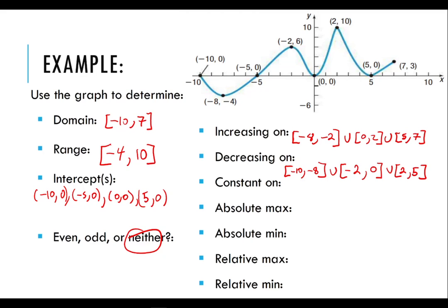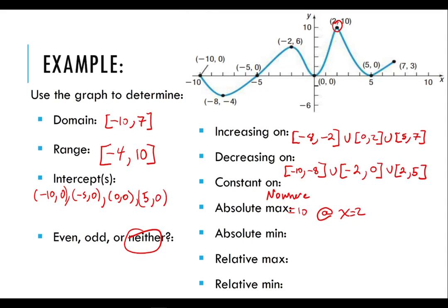Then we want to look for any flat spots, but notice that there really are no flat spots, and therefore this is constant nowhere. We want to ask, is there an absolute maximum? That is, does there exist a largest value for the entire function? And notice that that's it right there, that 10. So our absolute maximum is the value 10, but it occurs at the x value 2. And so the absolute max is 10, and it does specifically occur at x equals 2.